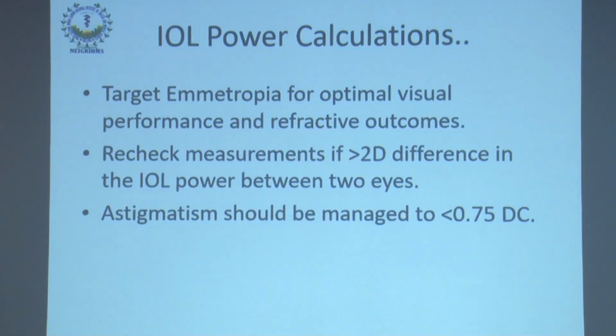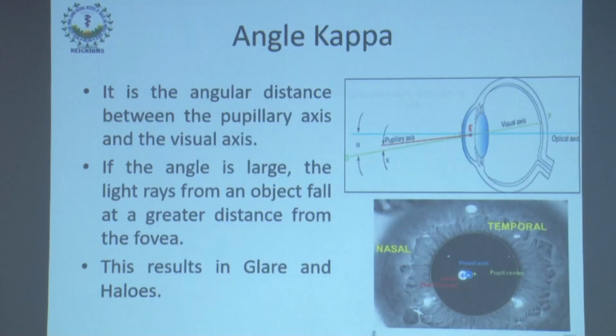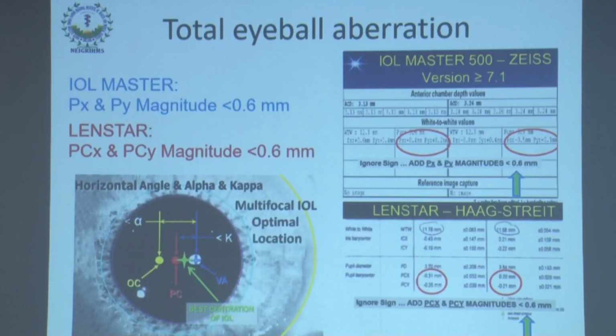So we should target emmetropia, and if there is more than 2 diopter difference in the IOL power between the two eyes, we should recheck. We should also be mindful of angle kappa, which is the angular distance between the pupillary axis and the visual axis. If this is large, it can lead to glare and halos.